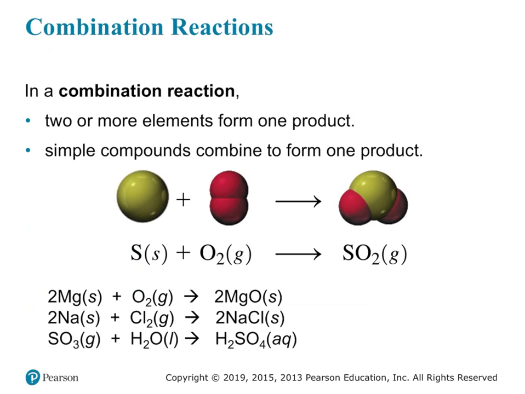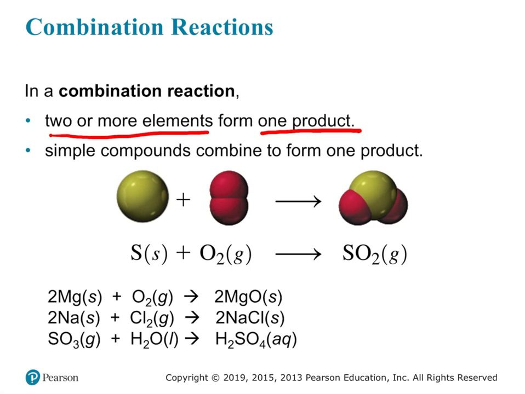So really we're just combining 2 or more elements and they're forming a single product, which is a compound. So again, you have 2 or more elements in the reactants and 1 product. So one example is if you combine sulfur and oxygen, and that will produce sulfur dioxide.